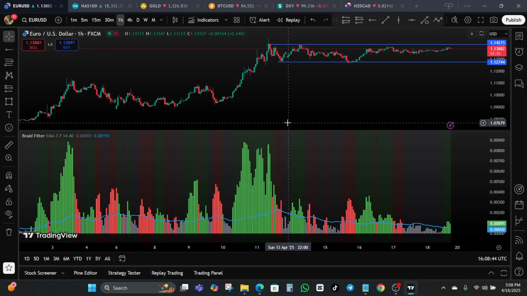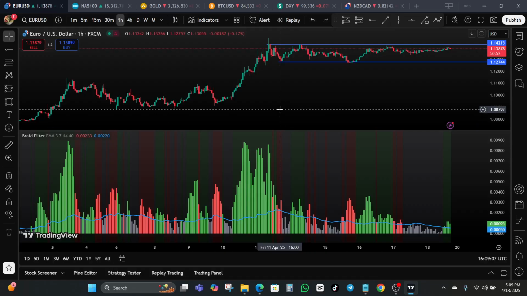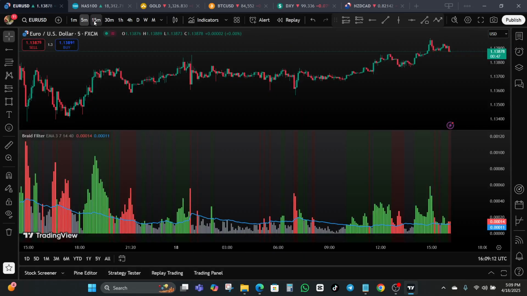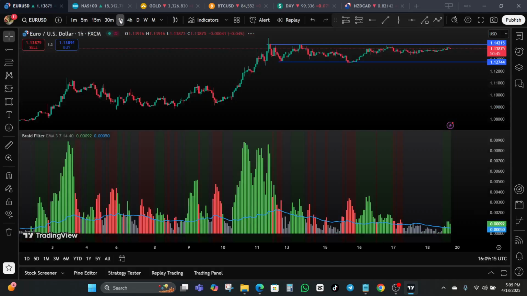And it works across all asset classes. Whether you are trading Forex, stocks, or crypto, the Braid filter can be applied effectively. It's especially useful on Forex pairs during the London and New York sessions, but it can also work for stocks during earnings reports or crypto during key market events. Now, the indicator works best on lower to mid-range time frames like the 5 minutes, 15 minutes, and the 1 hour charts. For longer term trades, make sure to adjust the settings for your specific needs.